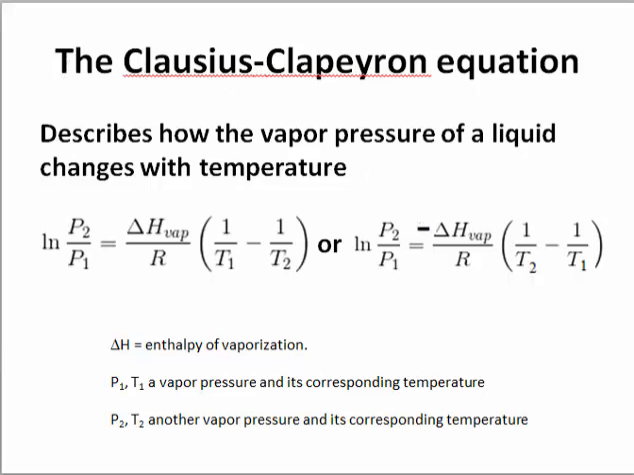The relationship between vapor pressure and temperature is described by the Clausius-Clapeyron equation. It can be used to relate two equilibrium vapor pressures and their corresponding temperatures. So in this equation, you see P1 and T1 appear for one vapor pressure and its corresponding temperature, and P2 and T2 for another vapor pressure and its corresponding temperature. Note the equation has two forms, one on the left and one on the right, relating P1 and T1 and P2 and T2.